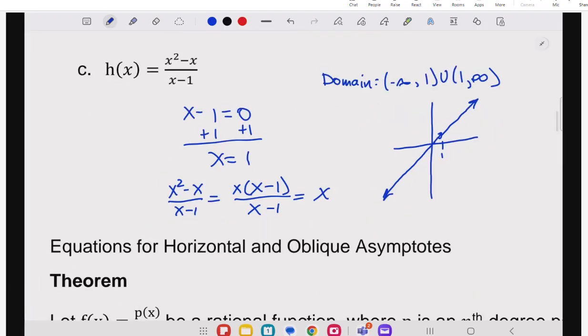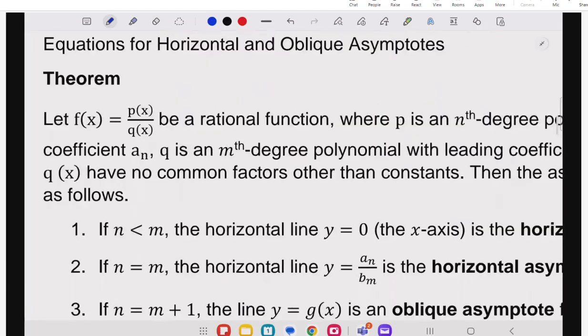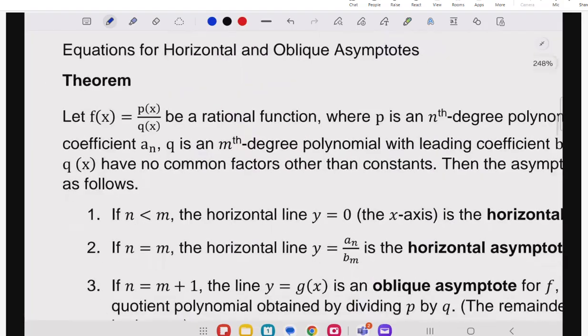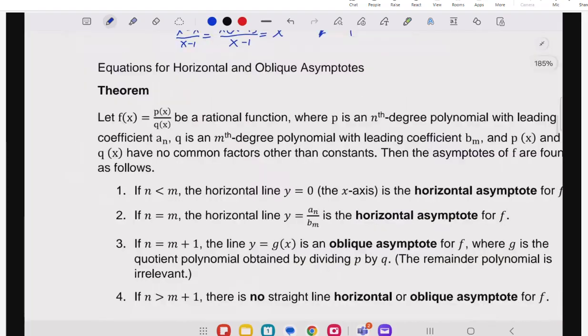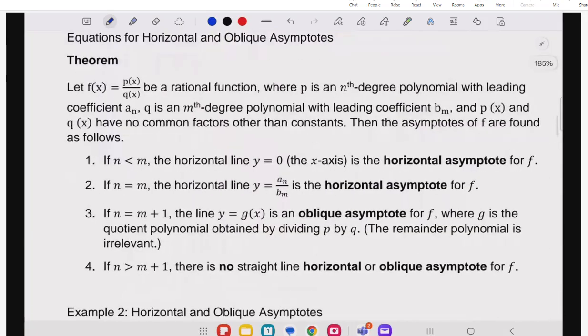Alright, so now let's talk about horizontal and oblique asymptotes. So for that we have a theorem. Let f of x be a rational function p of x over q of x, where p is an nth degree polynomial with leading coefficient a sub n, and q is an mth degree polynomial with leading coefficient b sub m, and p of x and q of x have no common factors other than constants. And then the asymptotes of f are found as follows.